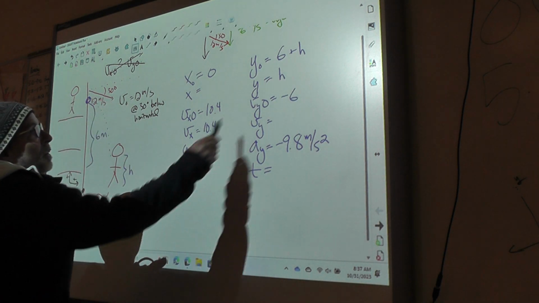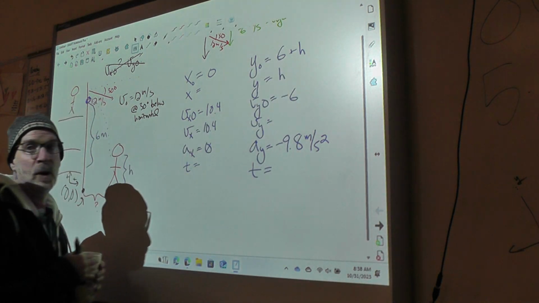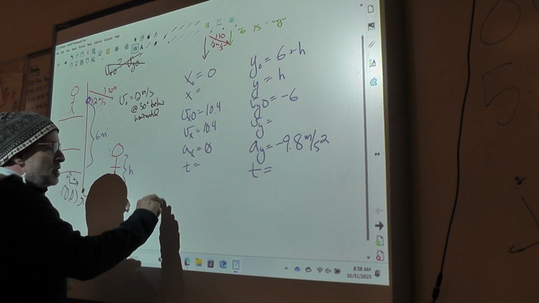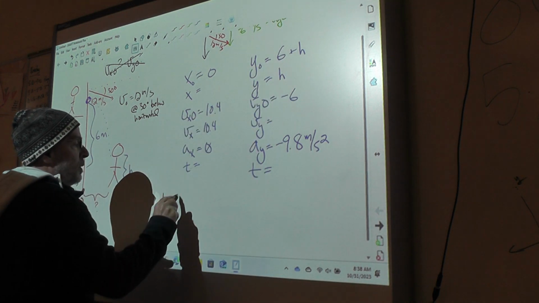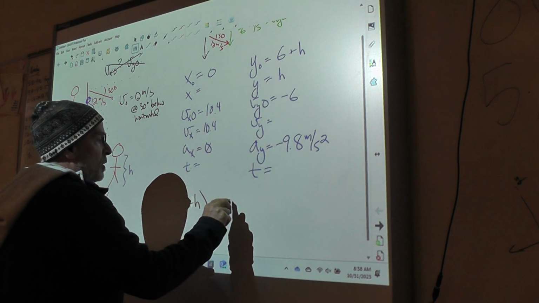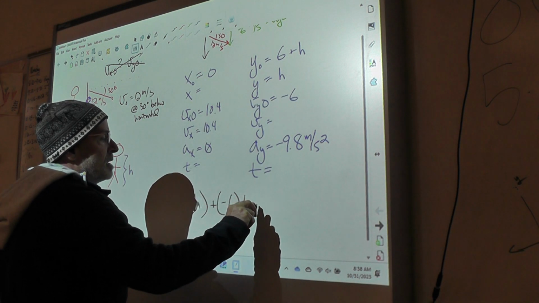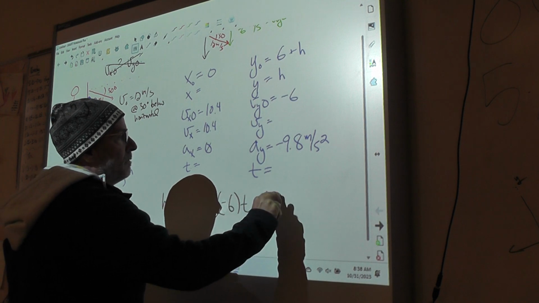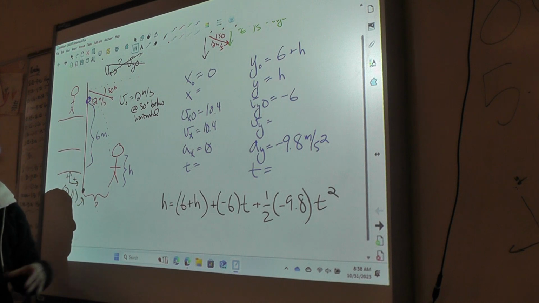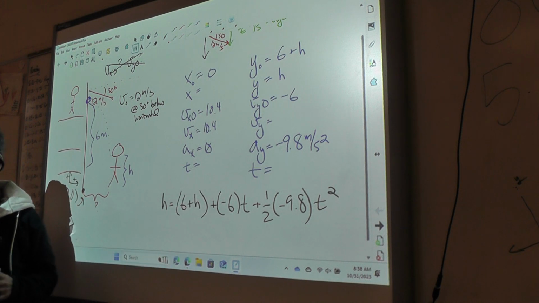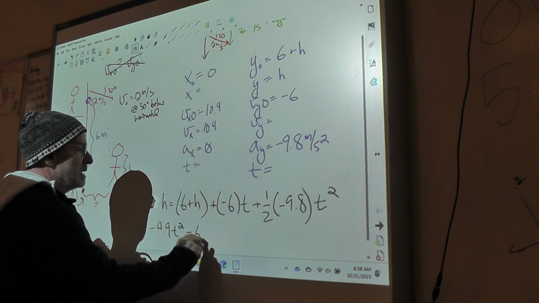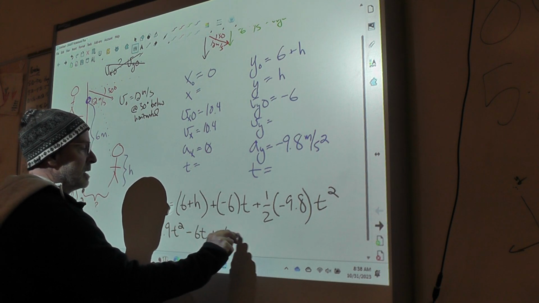If you set this up using the first equation that I showed you in kinematics, you will have the final position in the y dimension is equal to the initial position in the y dimension plus the initial y velocity times the amount of time plus 1/2 times the acceleration times the amount of time squared. If you subtract h from both sides, you get -4.9 t squared minus 6t plus 6 equals 0.